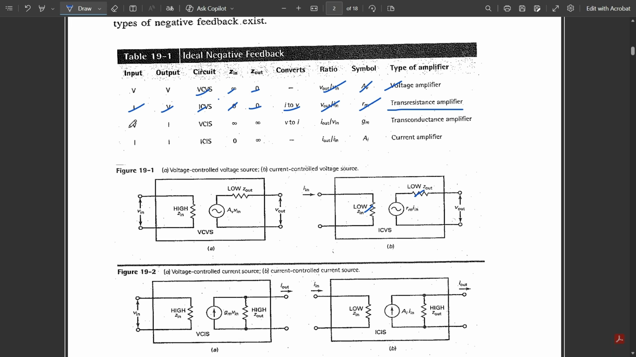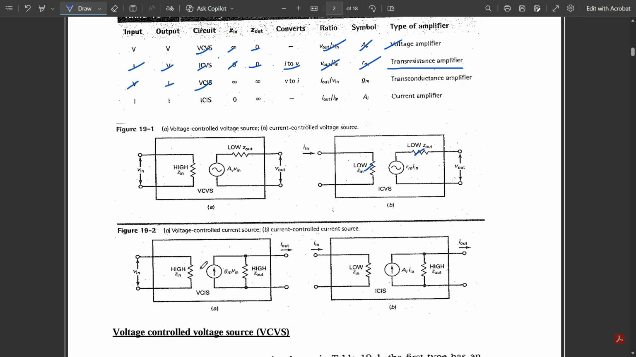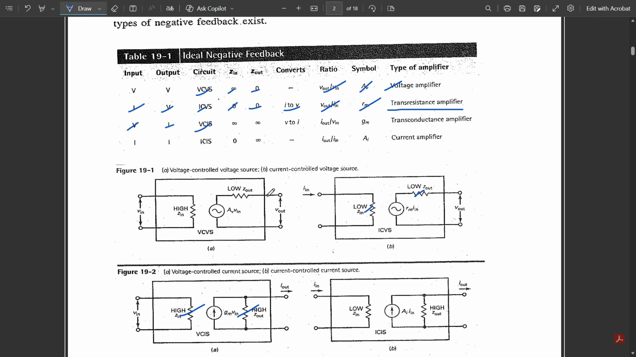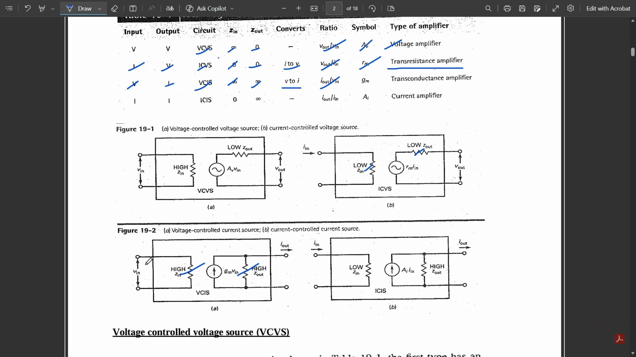The third one is when the input is voltage and the output is current, that is the VCIS amplifier, the voltage controlled current source amplifier. Here both the input impedance as well as the output impedance are high, so we get both Z in and Z out as infinity. Then it converts voltage to current, and the ratio is I out by V in.